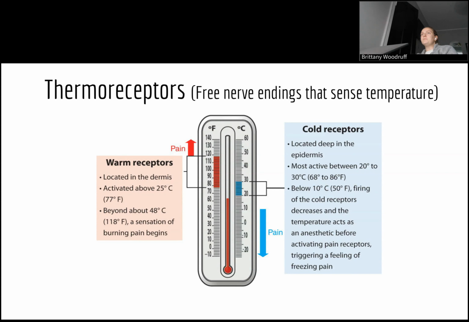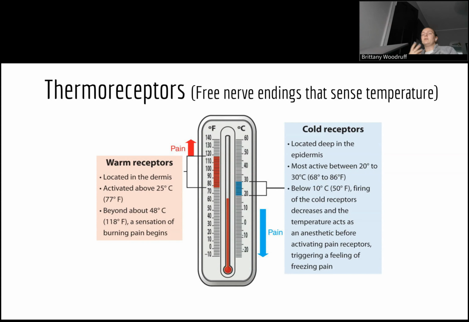Next we have thermoreceptors. So like we said, thermoreceptors are going to respond to temperature changes, right? So you have warm receptors, which are going to respond to warmer temperatures. These are going to be located in your dermis. Now, I do not expect you guys to memorize the exact numbers for the ranges. I just want you to know warm receptors are associated with warm, and they are located in the dermis. Okay? Once you get above a certain point, so above about 118 degrees Fahrenheit, you're going to get a burning sensation.